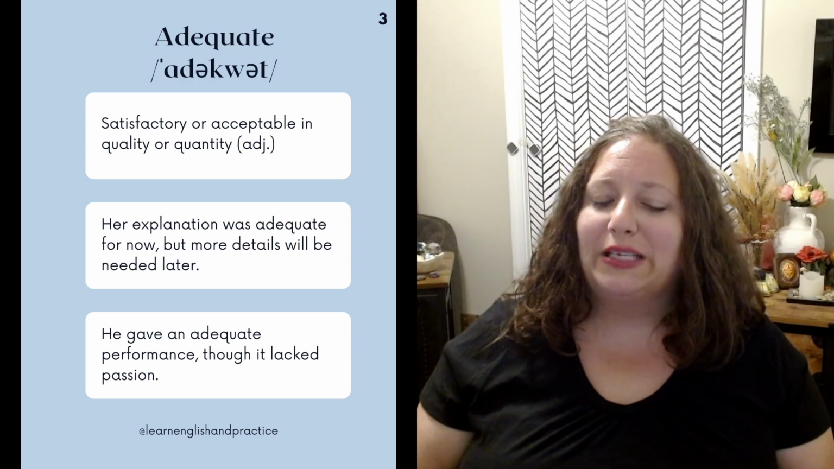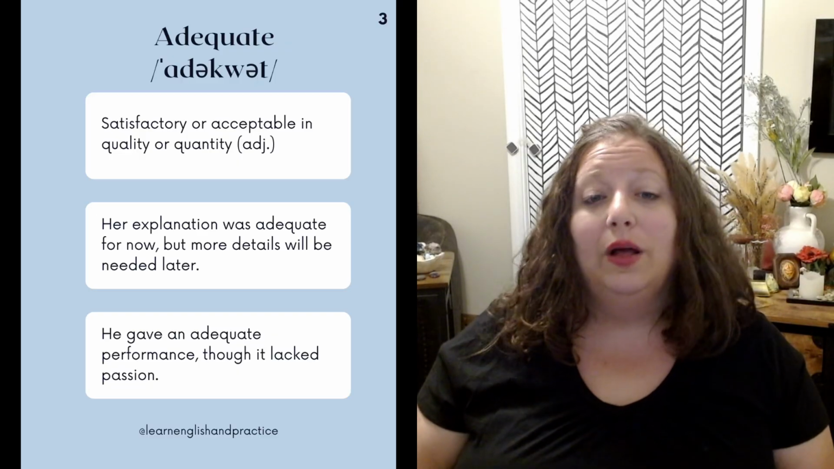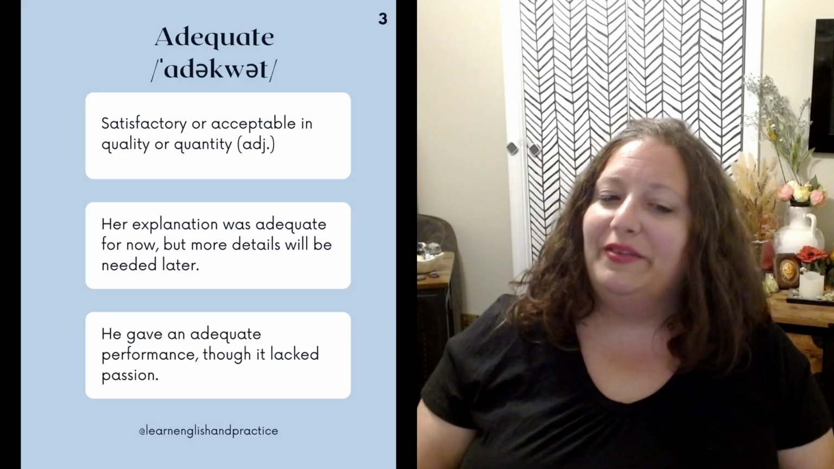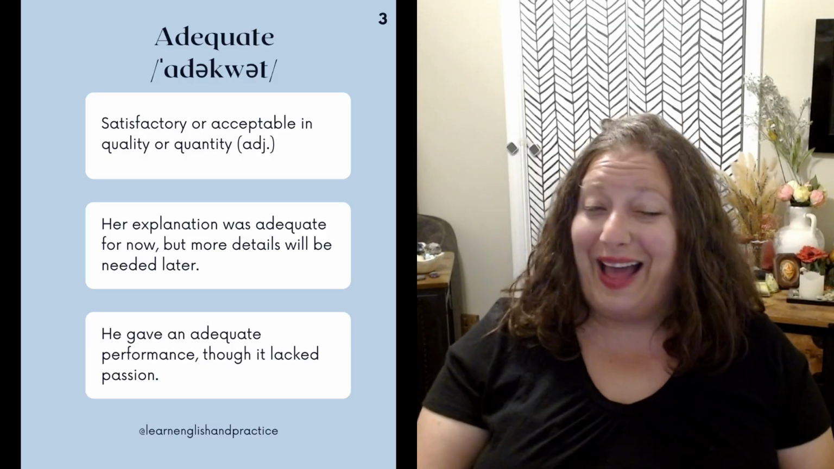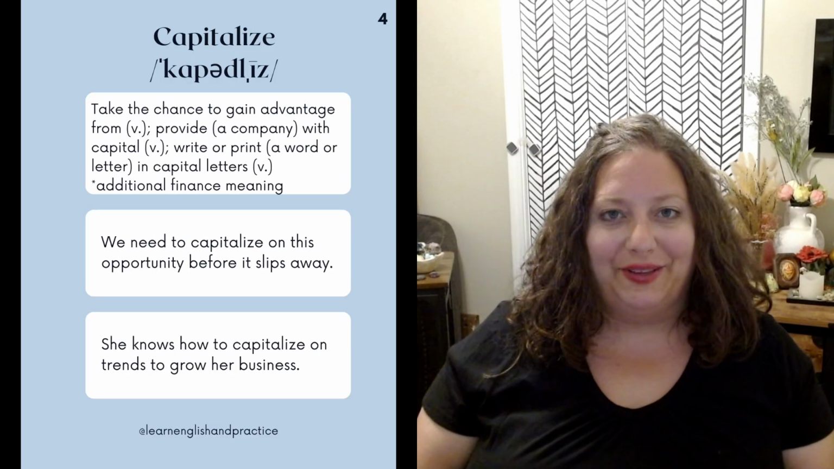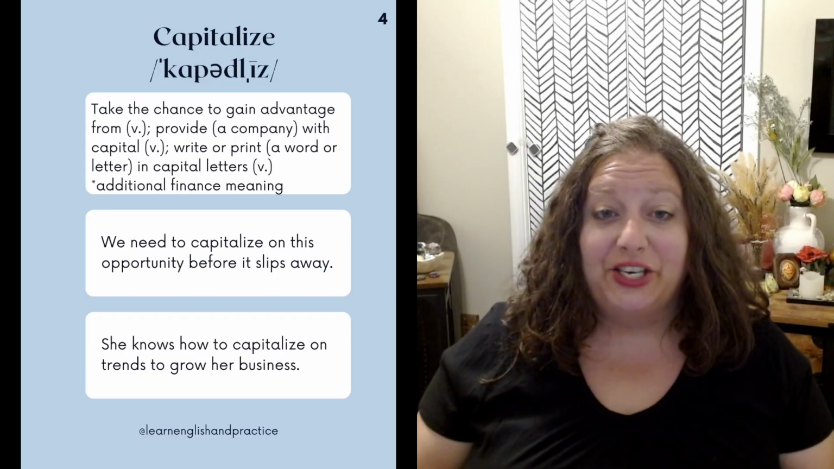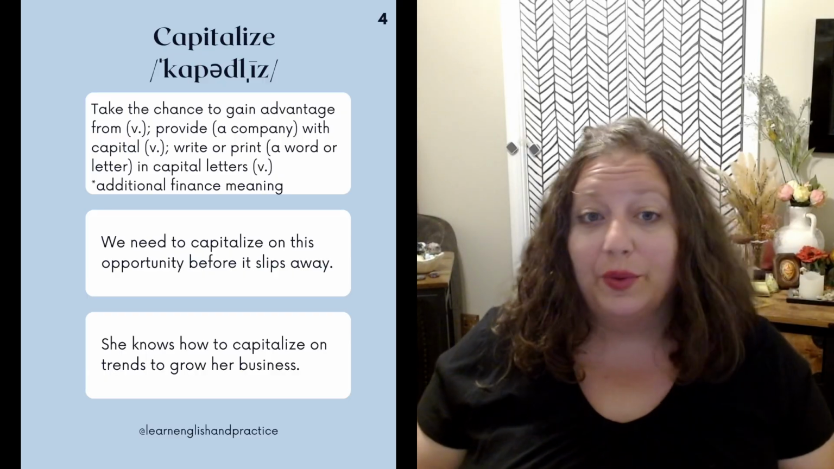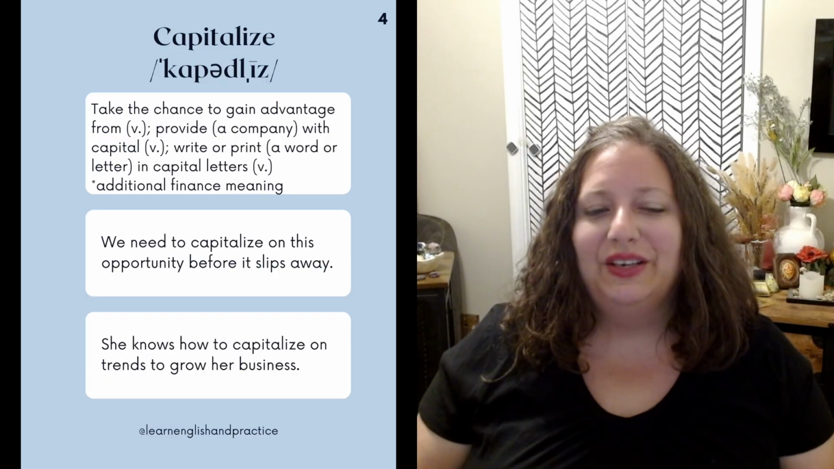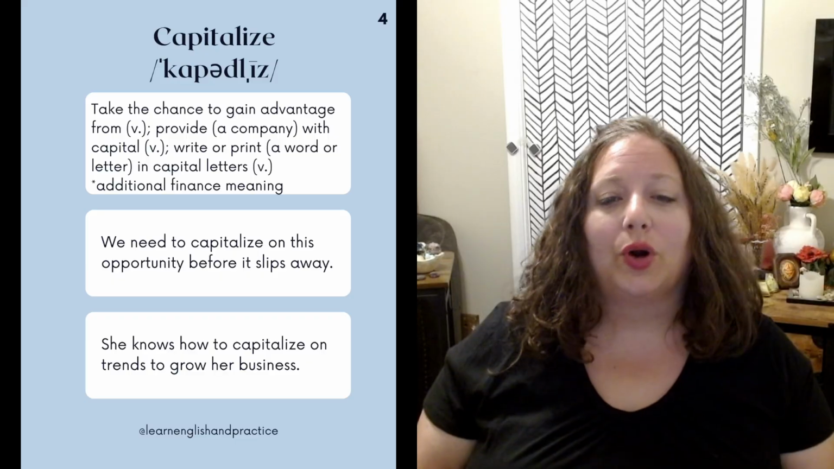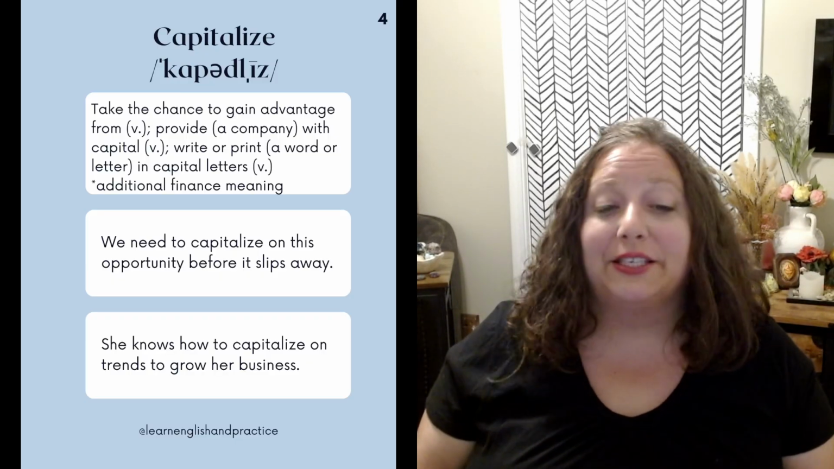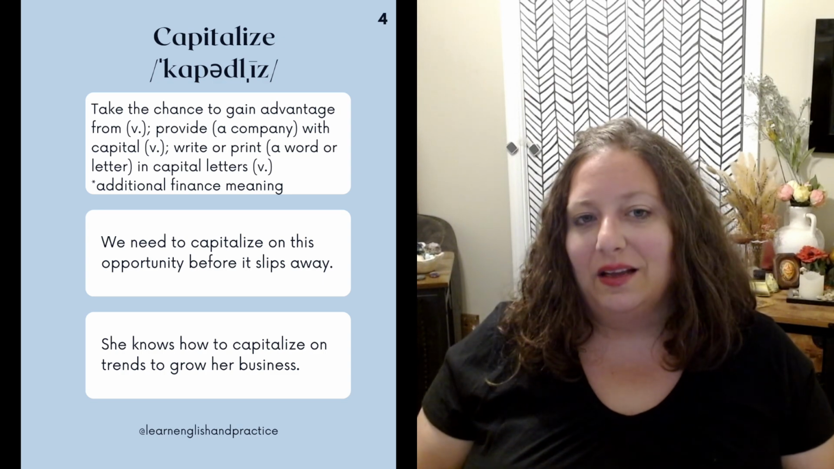Examples are, her explanation was adequate for now, but more details will be needed later. He gave an adequate performance, though it lacked passion. Capitalize. This means take the chance to gain advantage from, as a verb, provide a company with capital, as a verb, write or print a word or letter in capital letters, as a verb, and there's an additional finance-related meaning.